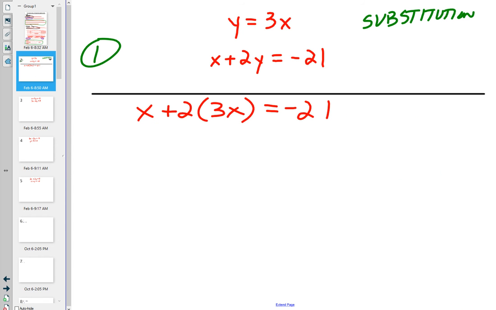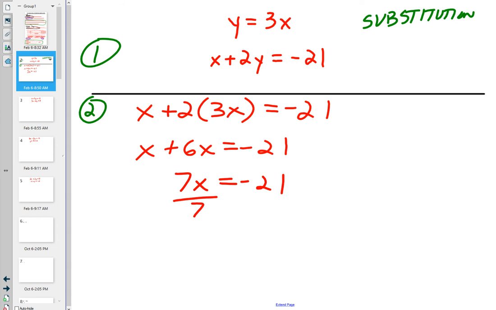Okay, I'll put my stamp of approval. Step 2 is done. Now let's solve. 2x plus 3x is 5x. 7x is equal to negative 21. Divide by 7.